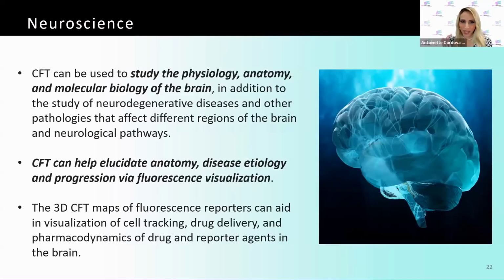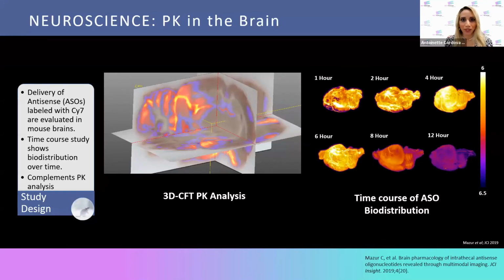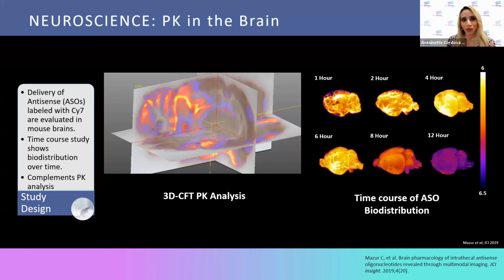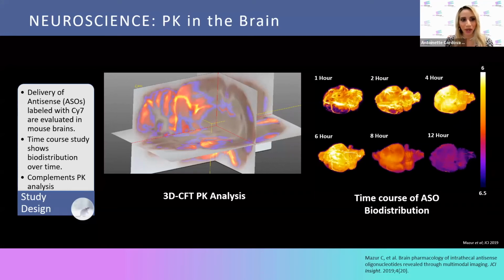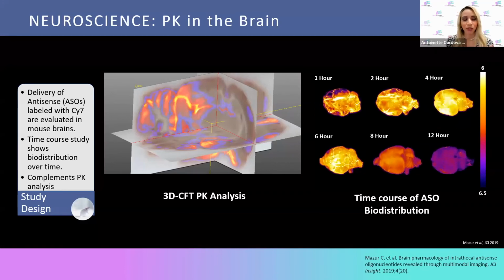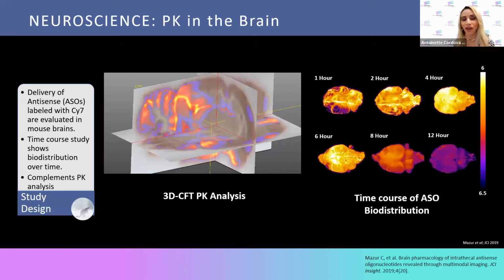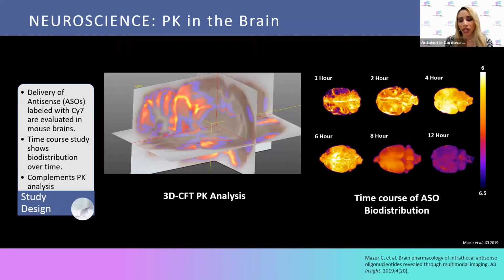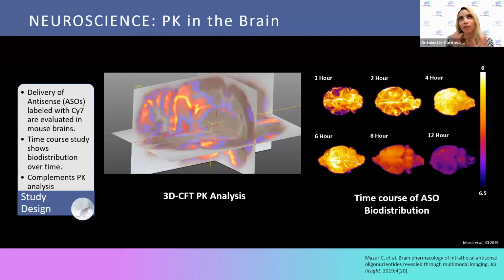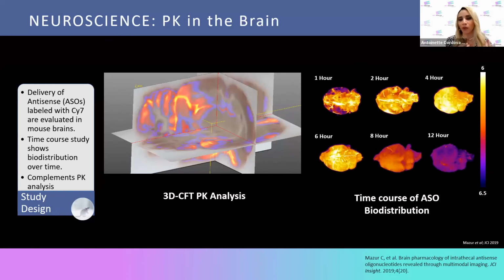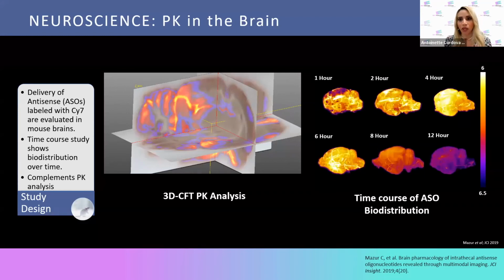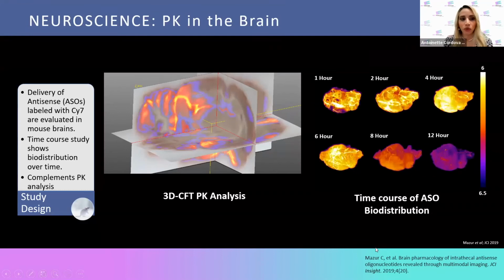I will now highlight neuroscience. In neuroscience, you're looking at the physiology, anatomy, and molecular biology of the brain. We want to determine disease etiology and progression, and we can absolutely monitor that with fluorescence visualization. This also relates to drug discovery, getting PK and pharmacodynamic data. In this study, we were looking at the delivery of ASOs, or antisense oligonucleotides, labeled with Cy7 and evaluated in the brain. What was great is that we were able to do a time course study. For those involved in drug discovery, this is absolutely essential: having really great representative time course studies of a drug and how it distributes over time. Here we can see the distribution of the drug from 1 hour to 12 hours.